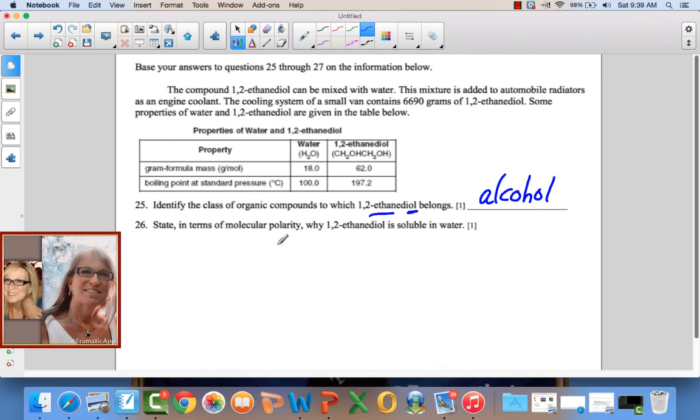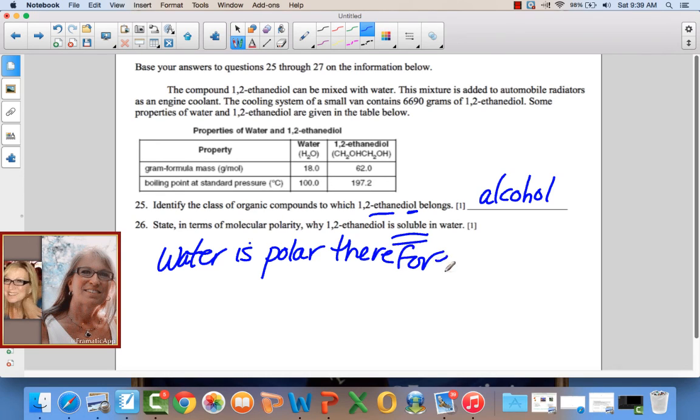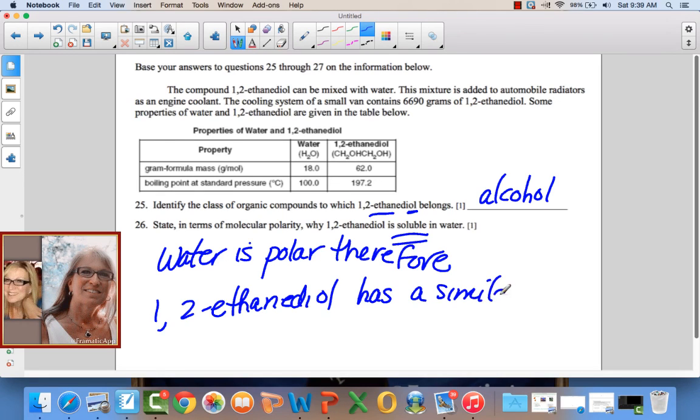State in terms of molecular polarity why 1,2-ethanediol is soluble in water. So we know that water is polar. Therefore, 1,2-ethanediol has a similar polarity. Because we know that like dissolves like. Okay.